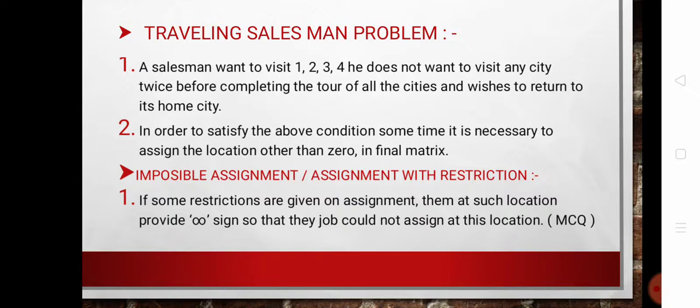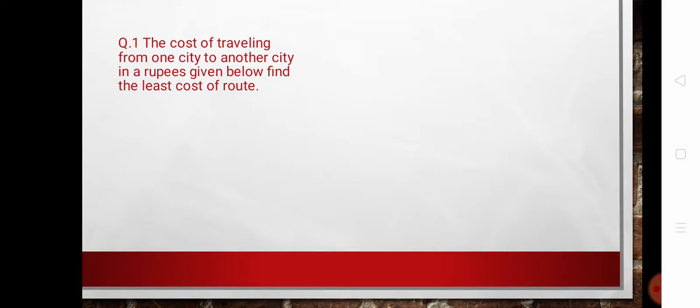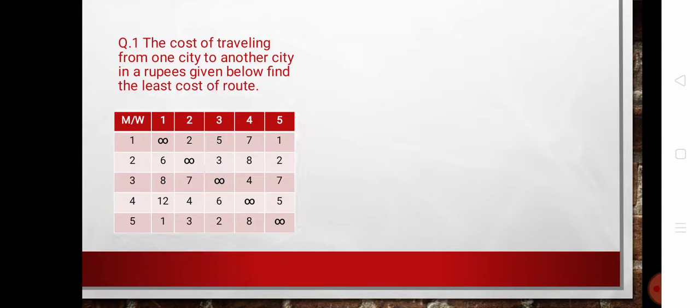This theory is asked in MCQ questions for 1 mark. Question number 1, traveling salesman problem. The cost of traveling from one city to another city in rupees is given below. Find the least cost of route. We already learned the methods of the traveling salesman problem. Now we solve the problem.